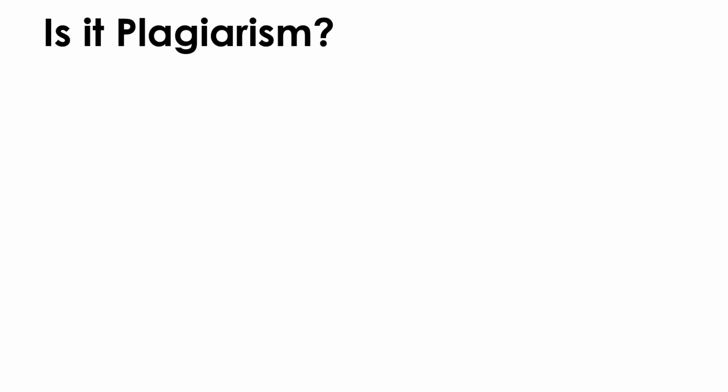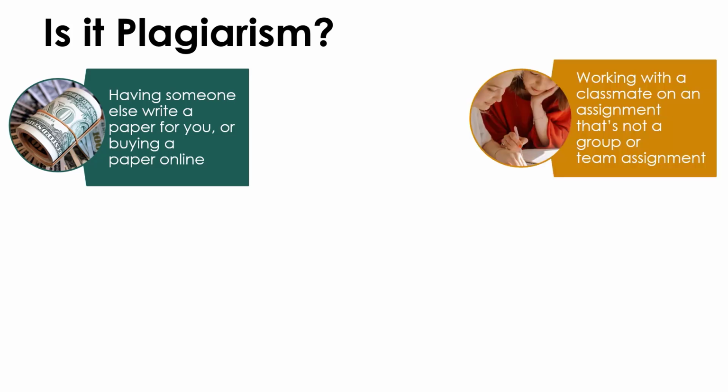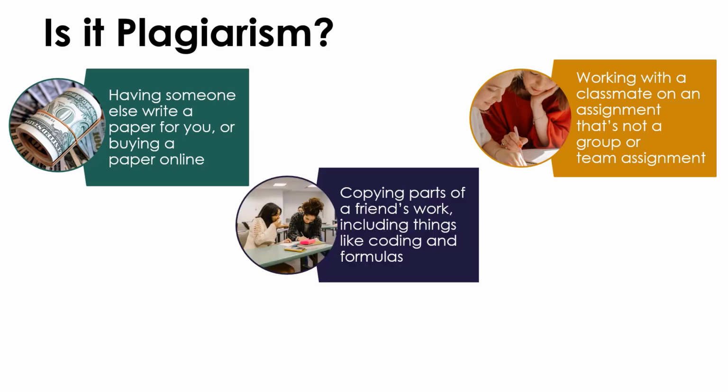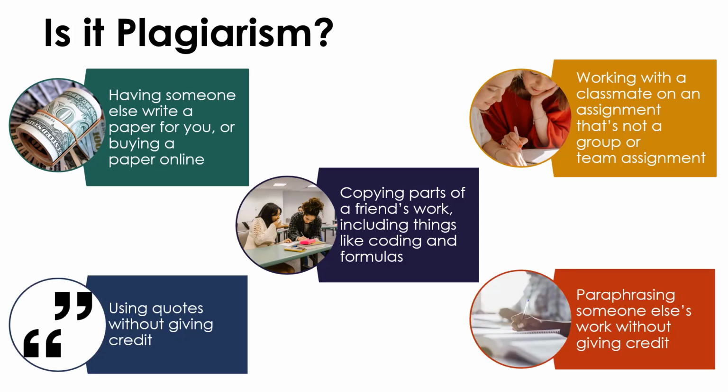Sometimes it isn't always clear if something is plagiarism. Which of the following examples do you think are plagiarism? Having someone else write a paper for you, or buying a paper online? Working with a classmate on an assignment that's not a group or team project? Copying parts of a friend's work, including things like coding and formulas? Using quotes without giving credit? Paraphrasing someone else's work without giving credit. All of these examples are plagiarism, and here's why.